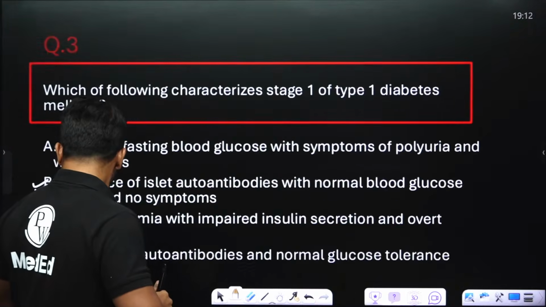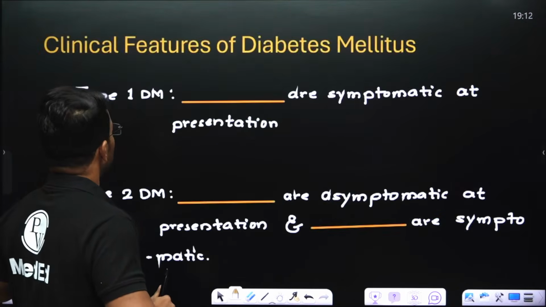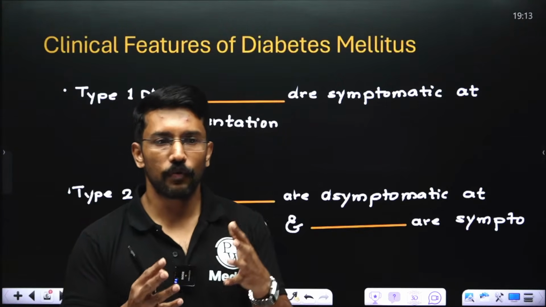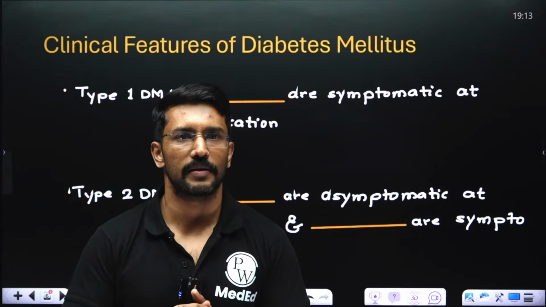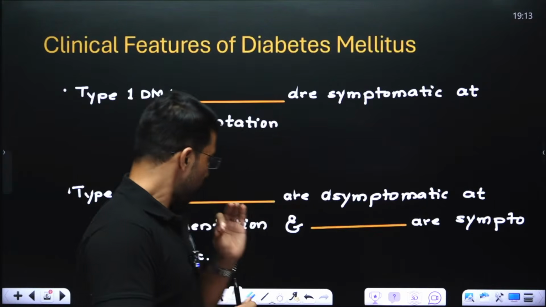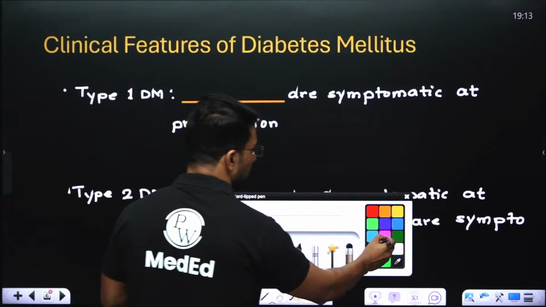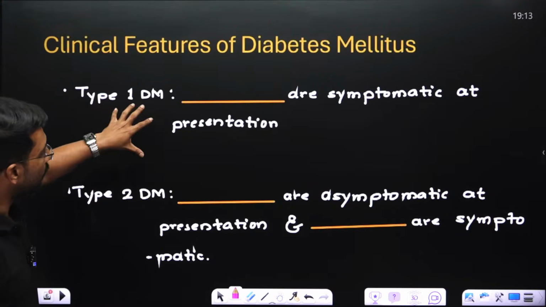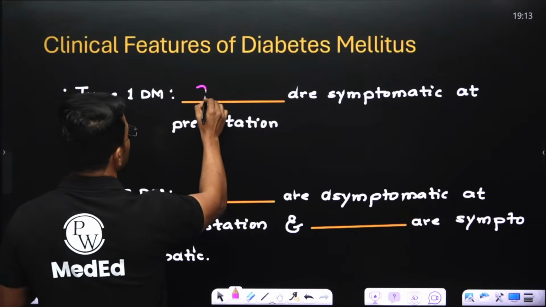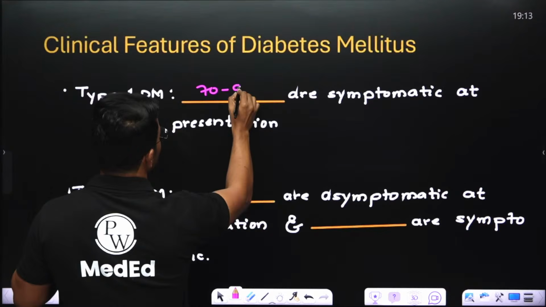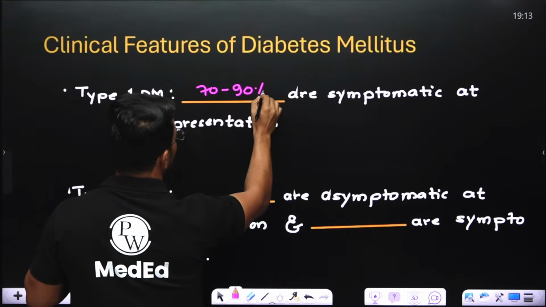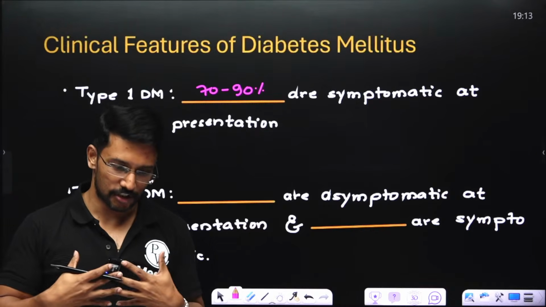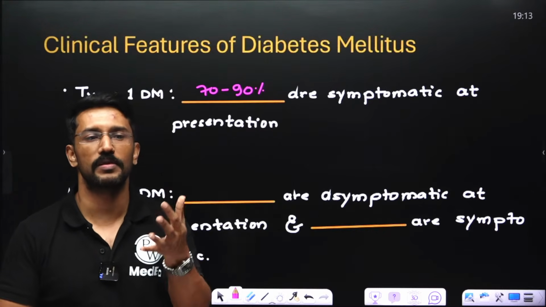Okay. So today let us discuss the clinical features of diabetes mellitus. But before we learn about the clinical features, there are some epidemiological points that we need to know. The first thing I want you to know is that when we talk about type 1 diabetes mellitus, 70 to 90% of patients are symptomatic at the time of presentation. So they generally come to hospital because they develop the symptoms.